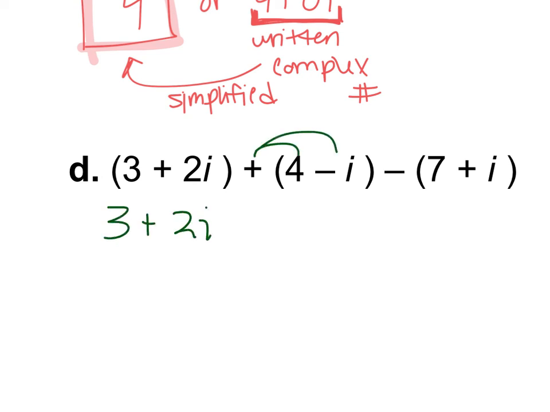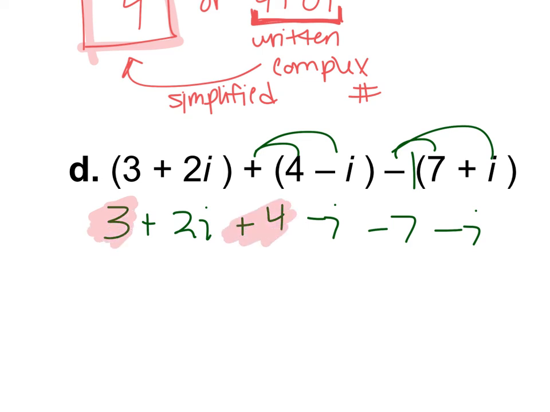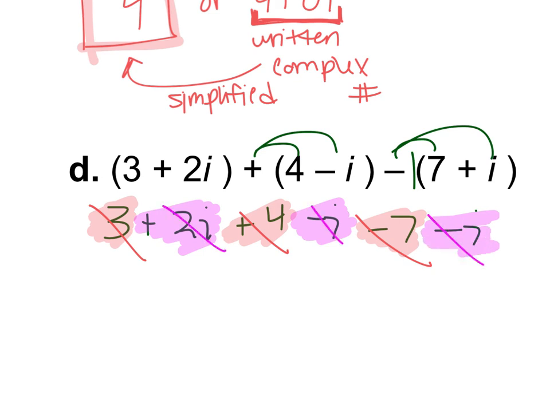Next we're adding, and when we're adding, nothing changes, so plus 4 minus i. And then we have a negative 1, so we want to distribute: negative 7 minus i. So combining, we've got 3 for a real number, 4 for a real number, negative 7. So 3 plus 4 is 7, minus 7 is 0. So these zero out. And then for our imaginary units, we've got positive 2i. So 2 minus 1 is 1, minus 1 is 0. So that zeroes out as well. So your answer on this one is just 0.